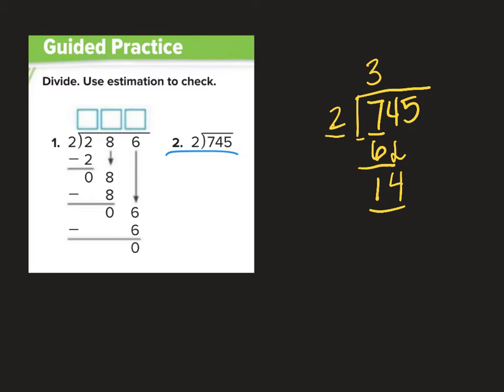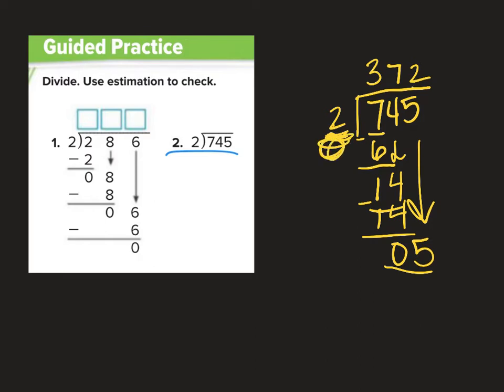Divide. 14 divided by 2 is 7. Multiply. 2 times 7 is 14. And subtract. Bring it on down and bring it on back. Divide. 5 divided by 2 is 2. Multiply. 2 times 2 is 4. And subtract. There's nothing else to bring down, so this is my remainder. So my quotient is 372, remainder 1.